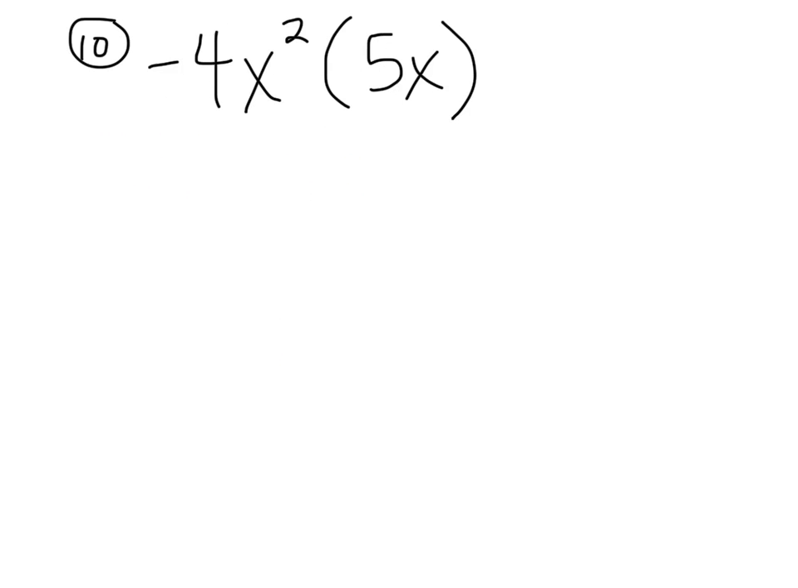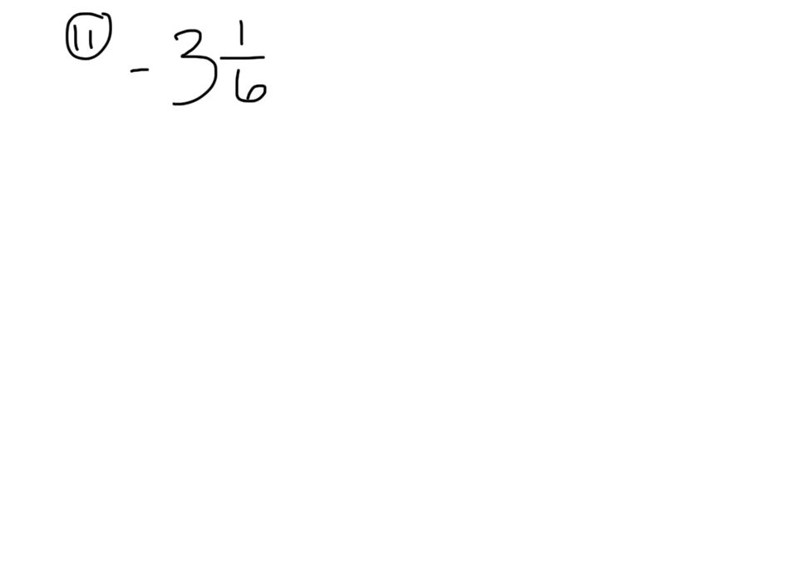Next question. Negative 4x to the second power times 5x. I'm going to multiply my numbers. Negative 4 times 5 is negative 20. X squared times x. Remember there's a little 1 here that we don't see. I add my exponents, x to the third. That's an okay answer to leave.